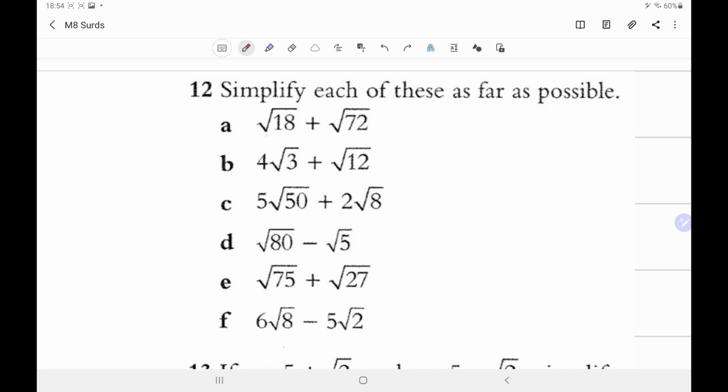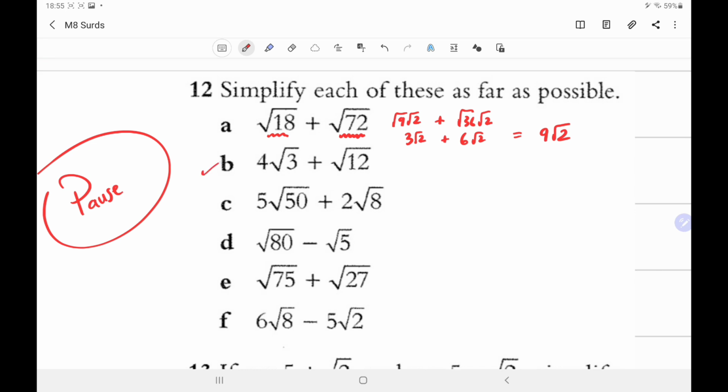So the square root of 18, let's look at it first. That's root 9 root 2. And the square root of 72, well, that is root 36 root 2. Remember, you have to take out the biggest square number. So then that's 3 root 2 plus 6 root 2. And because they're both in terms of root 2, you can add them together to get 9 root 2. So if I just tell you to pause your video, have a go at B, C, D, E and F.